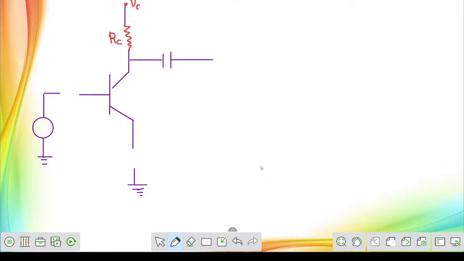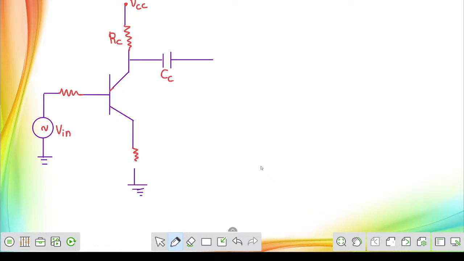DC supply voltage for the collector terminal is VCC. Here the capacitor that is usually connected across the collector terminal, we are calling CC here. And on the input side, let us consider some resistor, and I will be considering this is our input voltage.